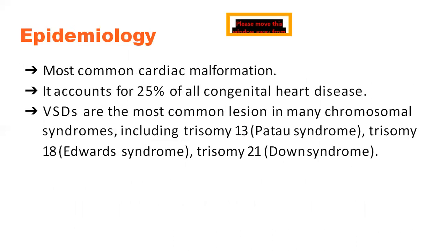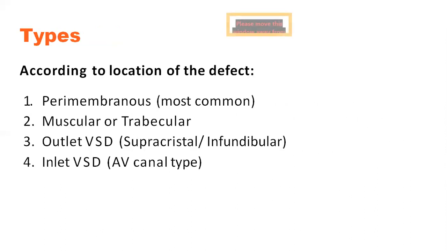It is the most common cardiac malformation, accounting for around 25% of all congenital heart disease. They are the most common lesion in many chromosomal syndromes like trisomy 13, known as Patau syndrome, trisomy 18, Edwards syndrome, and trisomy 21, that is known as Down syndrome. So they might be associated with this.